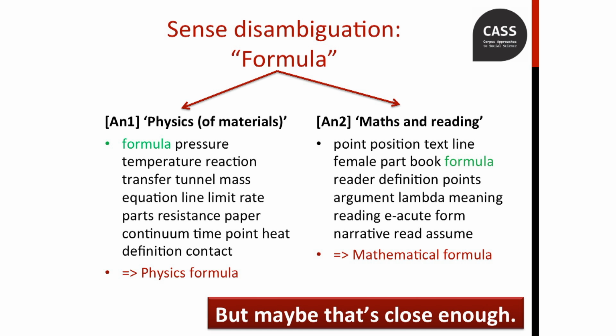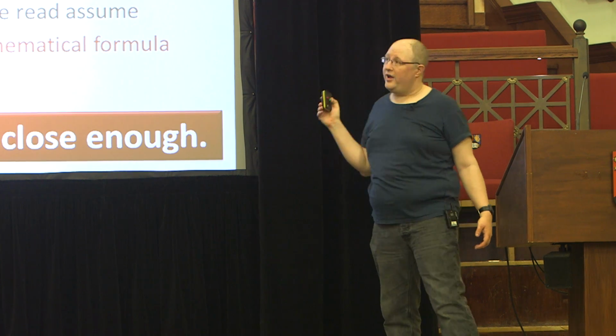Then I did it in the second analysis, and formula popped up in this topic: point, position, text, line, female, part, boot, reader, definition, points. Now this is harder, but looking at this, we seem to have maths and reading mixed together, so formula is more like a mathematical formula here. Now, maybe that's close enough for you. It wasn't close enough for me, I'm afraid.